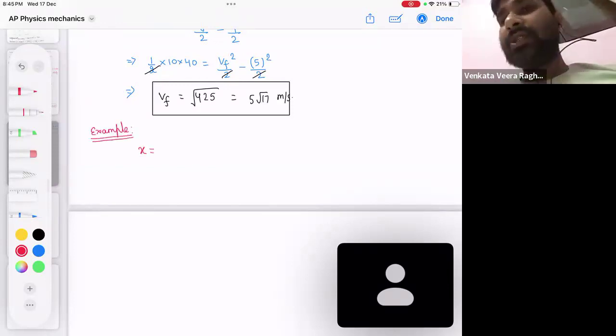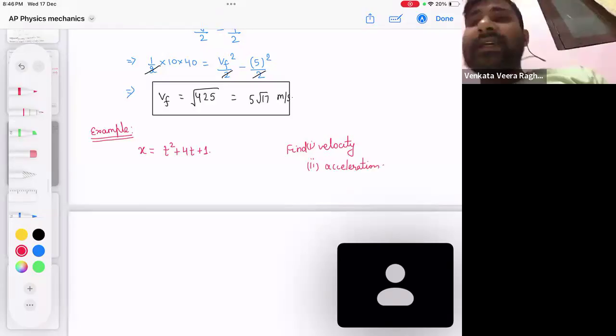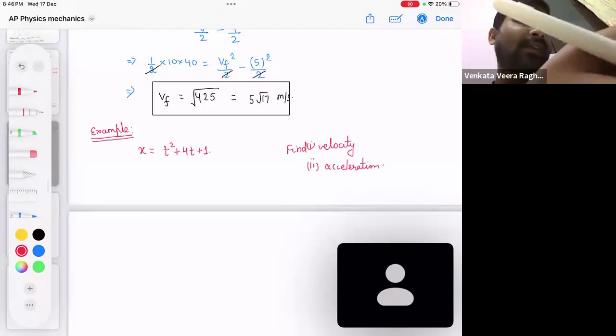Let's take a simple example. Position of particle is given to us. Simple question. Please tell me, find velocity of the particle. Let's find out. And the second thing, the acceleration. Velocity, and acceleration means which acceleration we are talking? Instantaneous acceleration we are talking, okay?